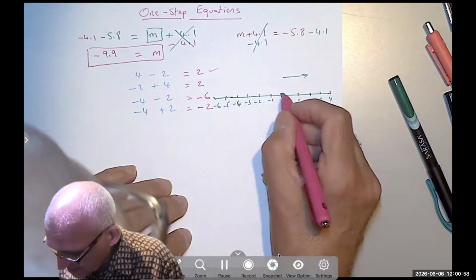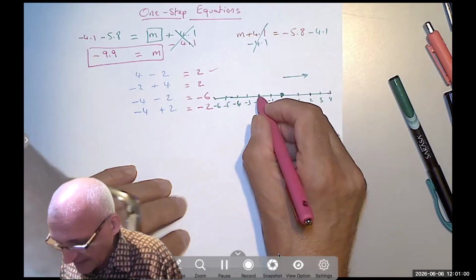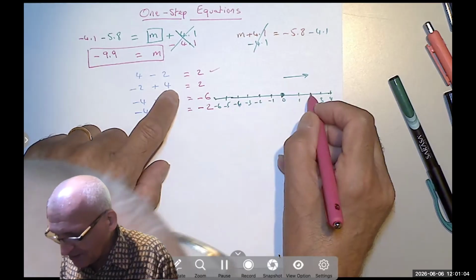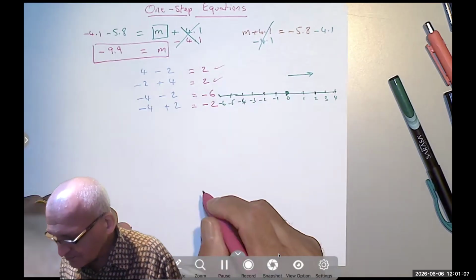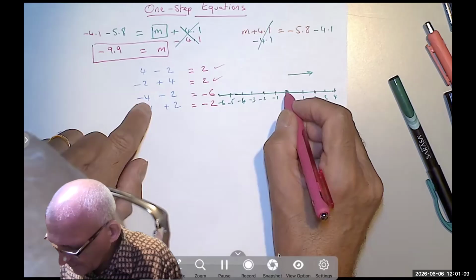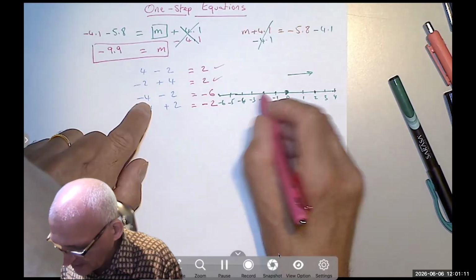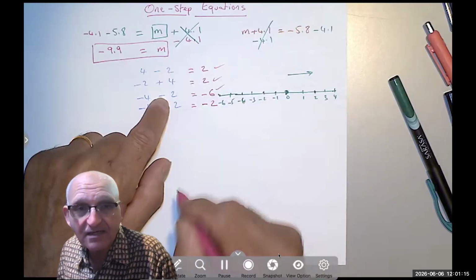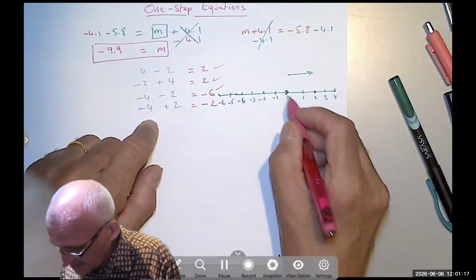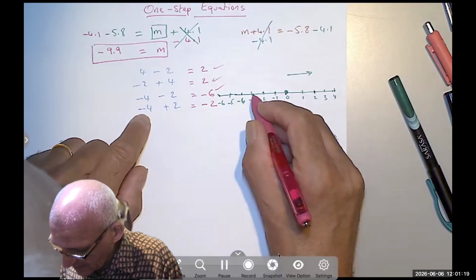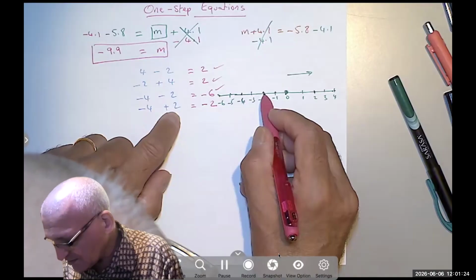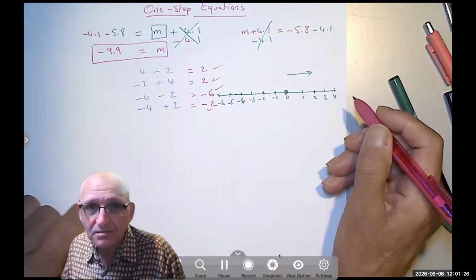Or I could have started here, moved 2 units to the left, and then 4 units to the right, I also get a 2. If I'm here and I move backward 4 units, and then backward again 2 units, I will end up at -6. And if I start here and move 4 units to the left or backward, and then 2 to the front, I end up at -2.